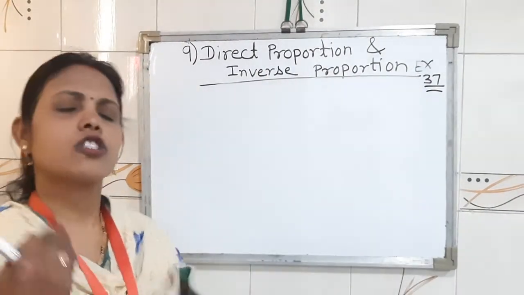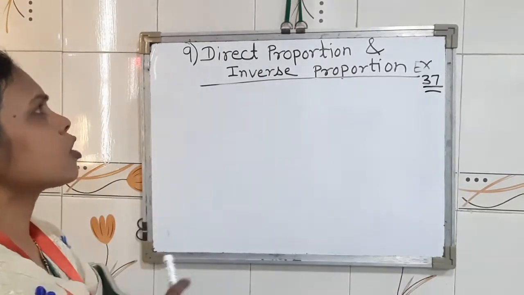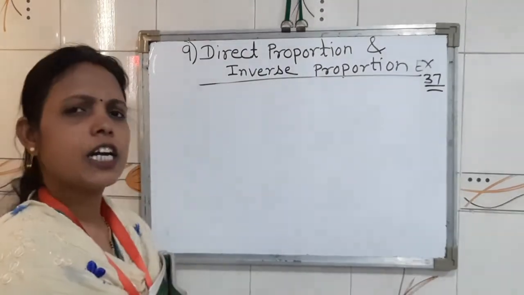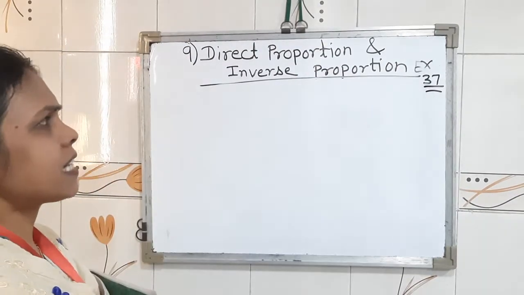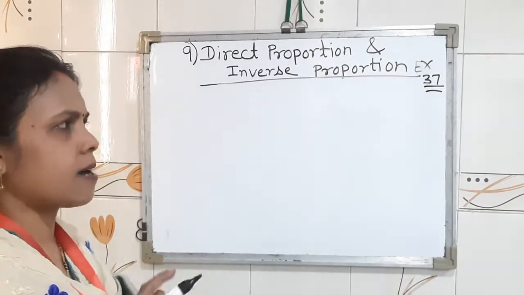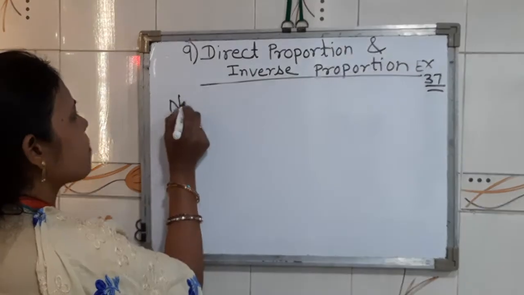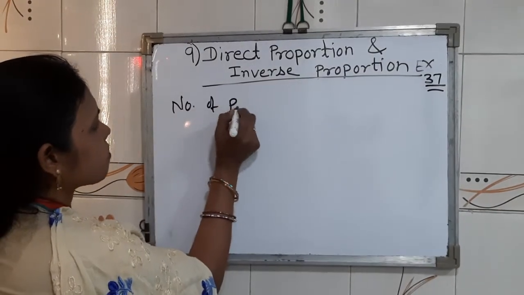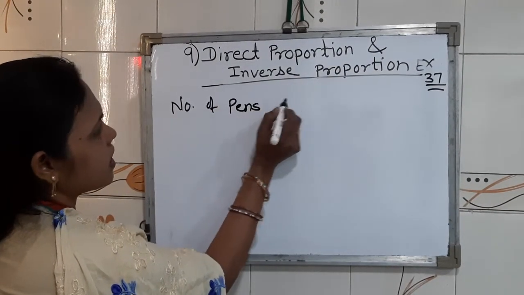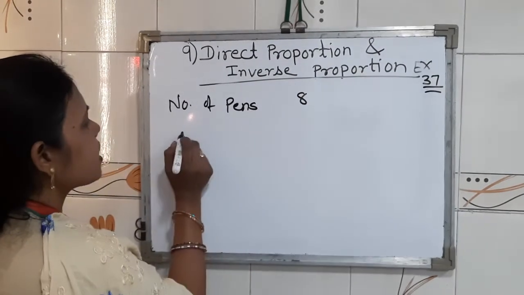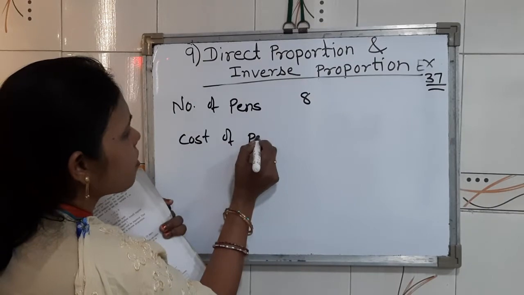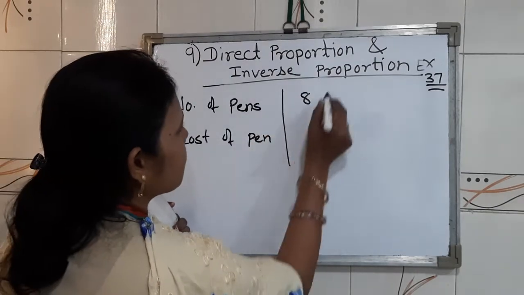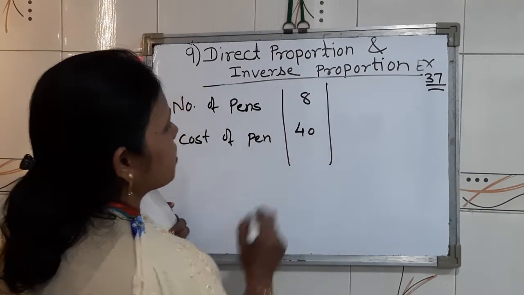So children, today we are going to complete only direct proportion in our exercise 37. Here, let us take one more example, the easiest example. Suppose here we take the number of pens as 8, and here the cost of pens will be 40 rupees.